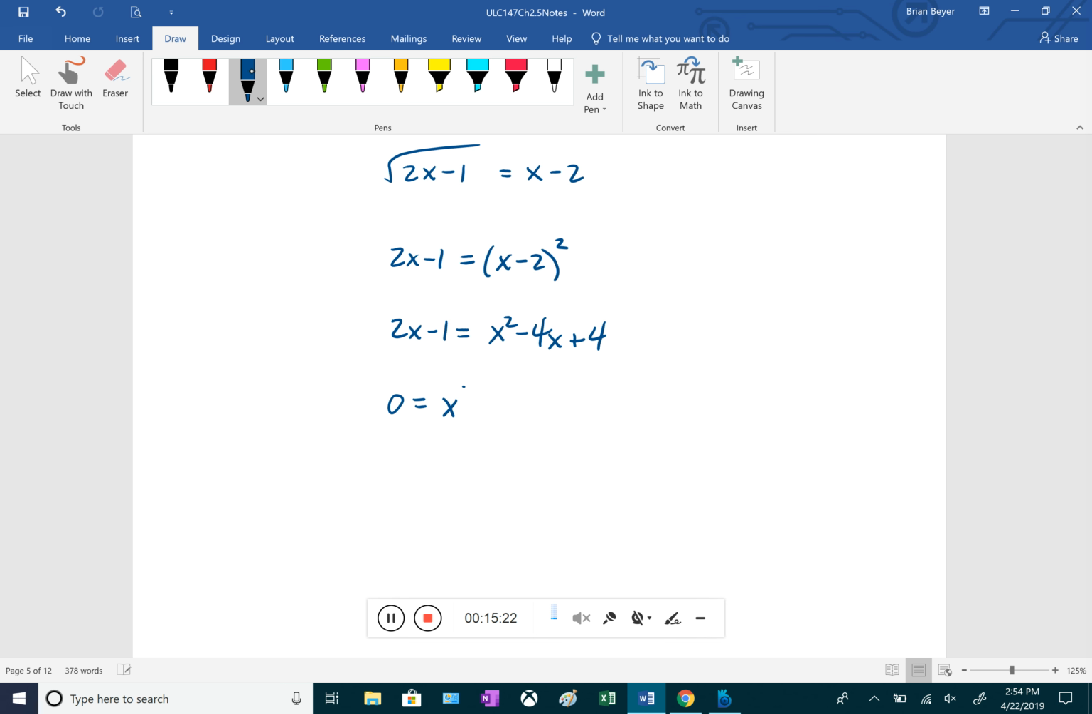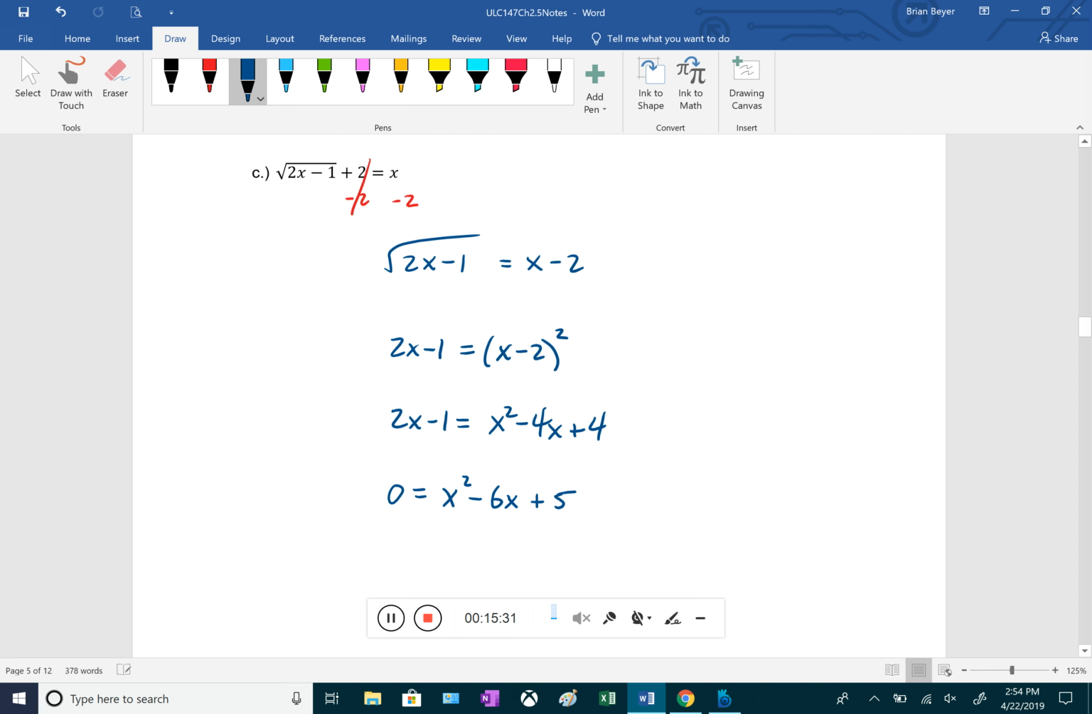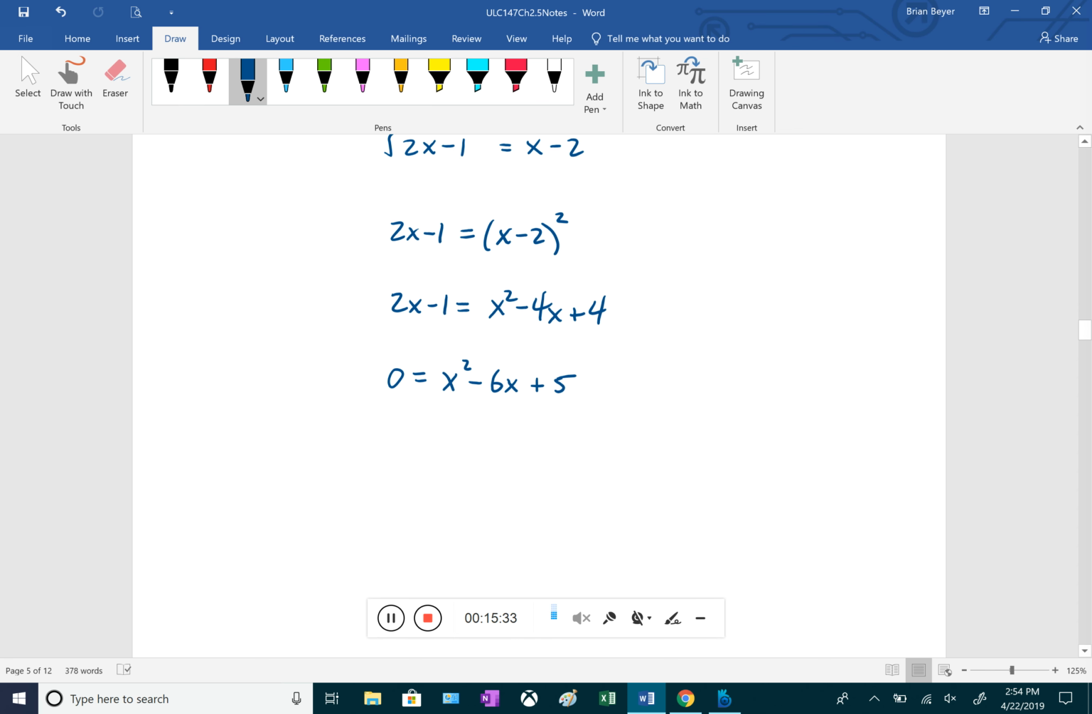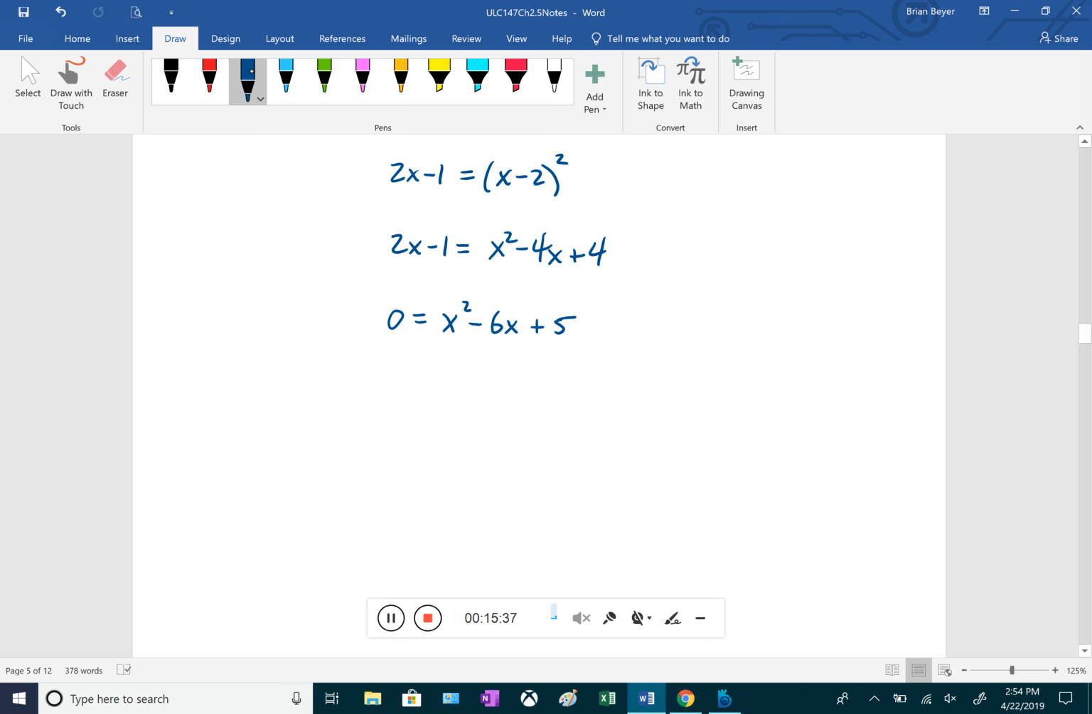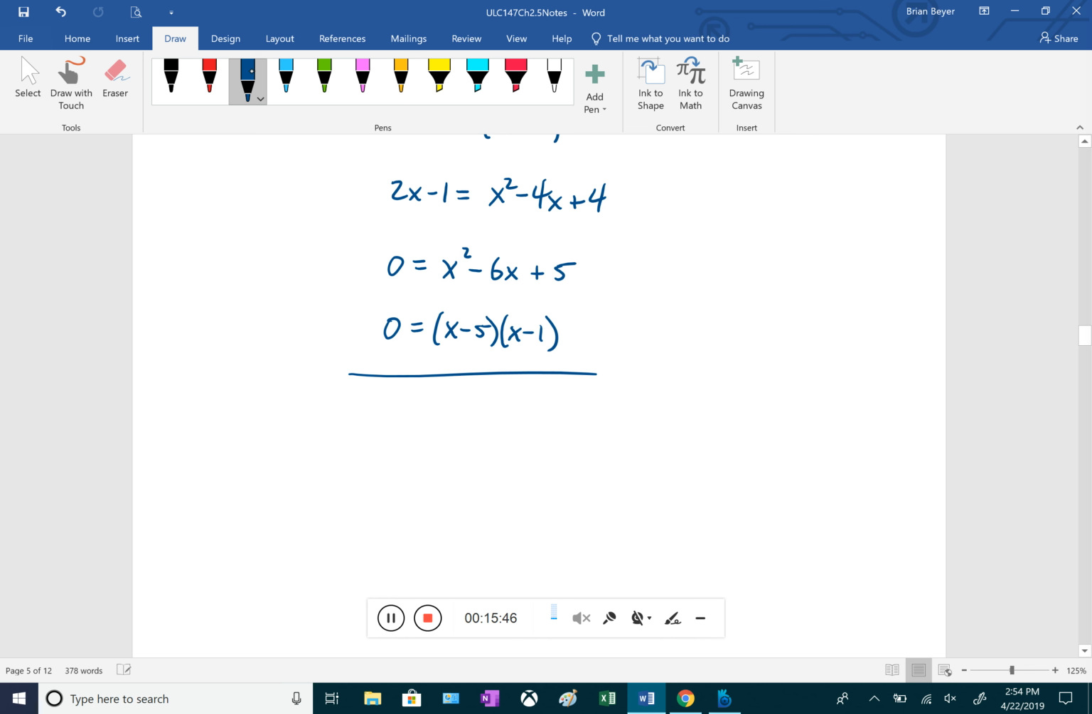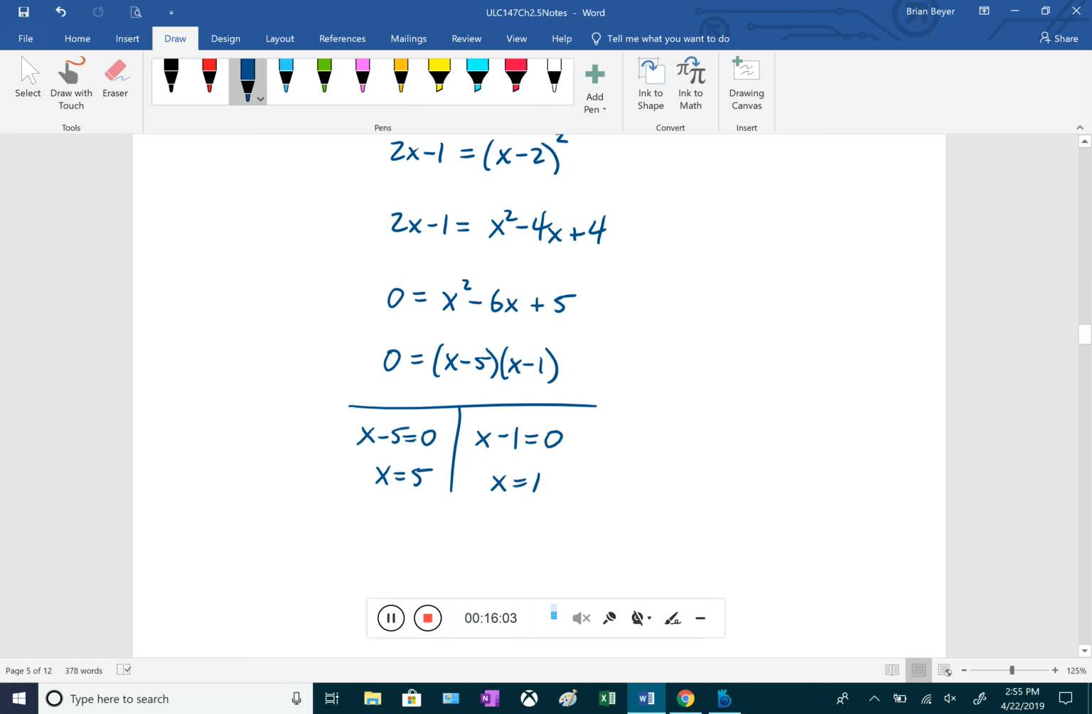So getting everything on the right, negative 4x minus 2x is negative 6x. 4 plus 1, we get 5. So now we have this quadratic, 0 equals x squared minus 6x plus 5, and we solve this by factoring. We can factor this as x minus 5 times x minus 1, and now we do the zero product property and say either x minus 5 equals 0 or x minus 1 equals 0. So on the left-hand side we add 5, right-hand side we add 1, and we get x equals 5 and x equals 1. So now we have to check both of these in the original.